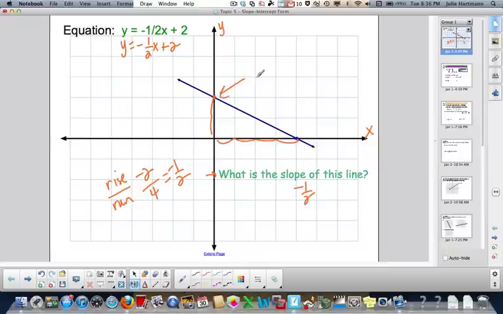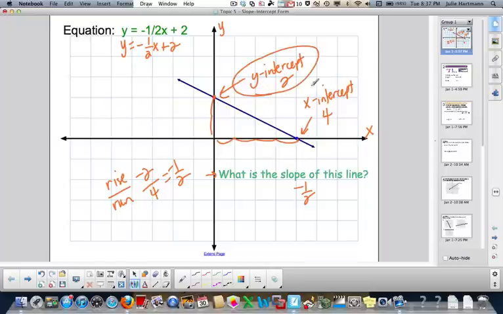So I want to take a look at what's called the y-intercept, which is where the graph crosses the y-axis. That y-intercept is at 2. Our x-intercept is at 1, 2, 3, 4. So our x-intercept is 4, where the line crosses the x-axis. Looking at the information from the line, we have a y-intercept of 2, x-intercept of 4, slope of negative 1/2.